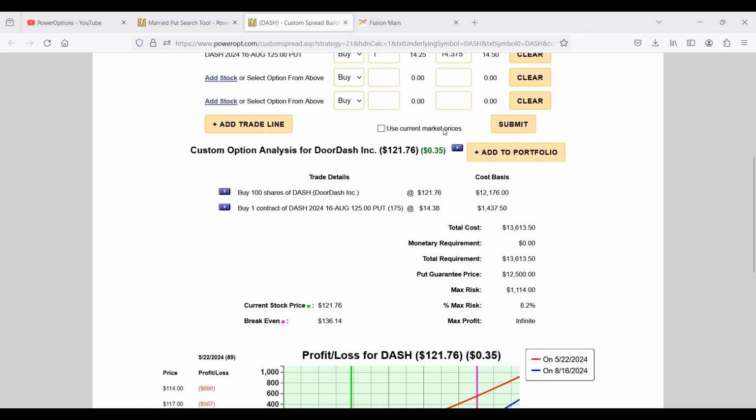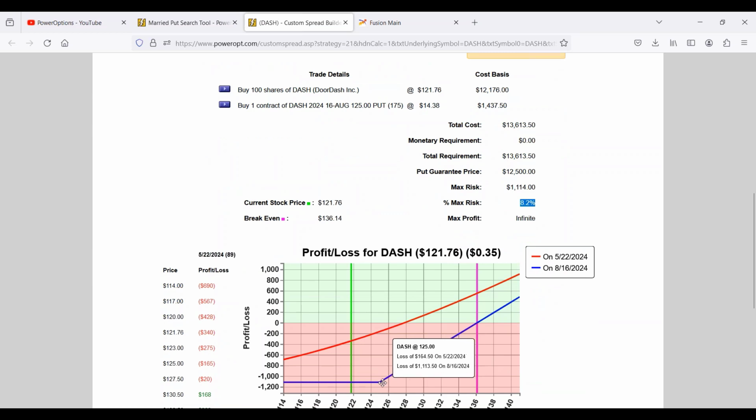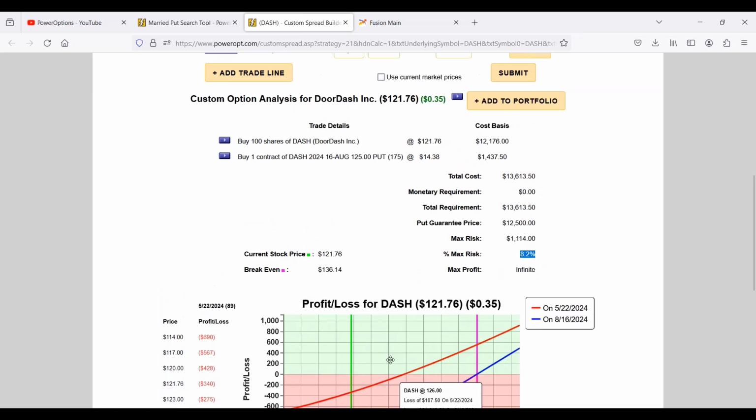In those cases, am I always right? No, but that's one of the reasons why we have the guaranteed protection in place, so that even in the worst case scenario, I can't lose more than 8%. Now, that's the worst case scenario. That's if I hold the position all the way to August, make no adjustments, accept no dividends if Dash pays a dividend, and hold it all the way to expiration, the stock's trading below 125.